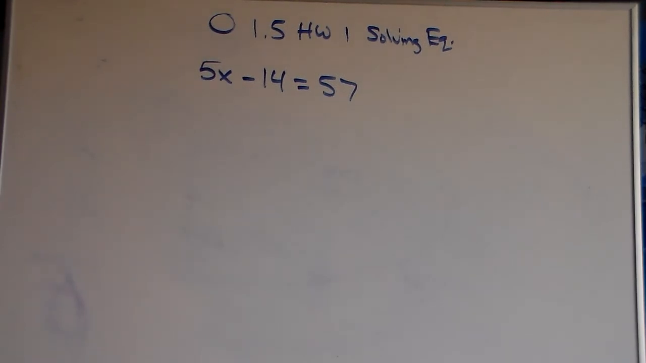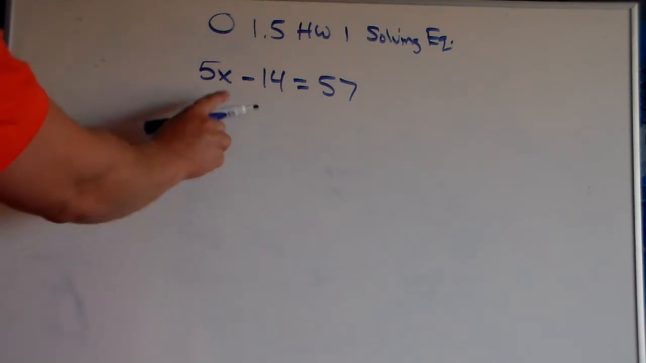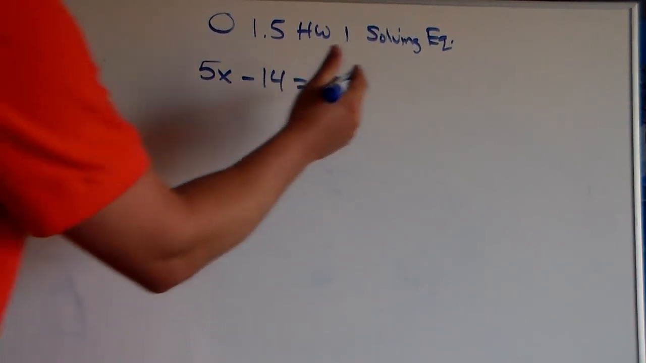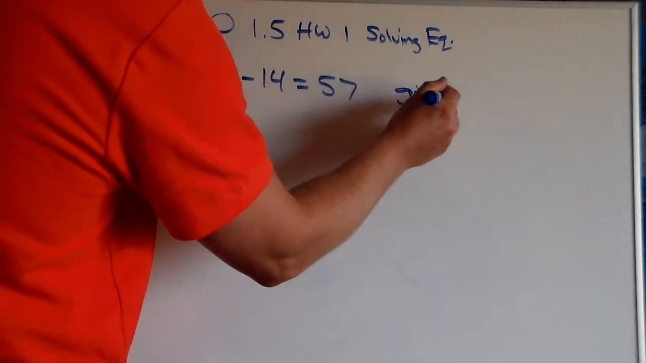Now the next problem, problem number 2, we have 5x minus 14 equals 57. Our goal is to get x all by itself. Now, this is given to us. So we write given right next to it.